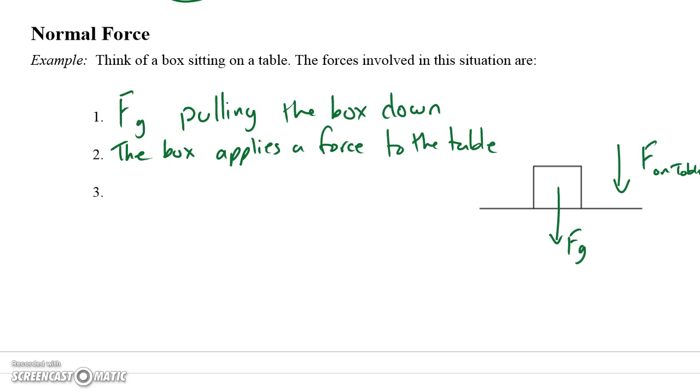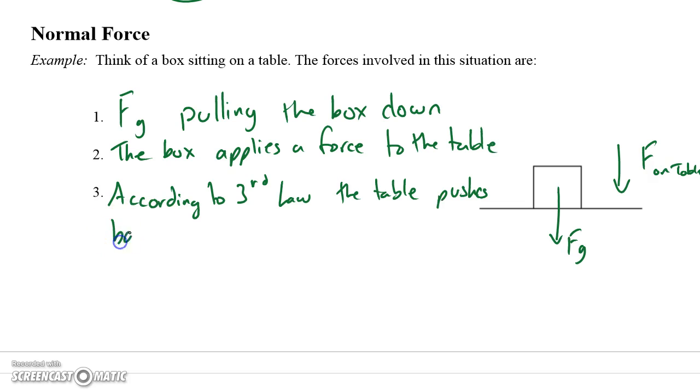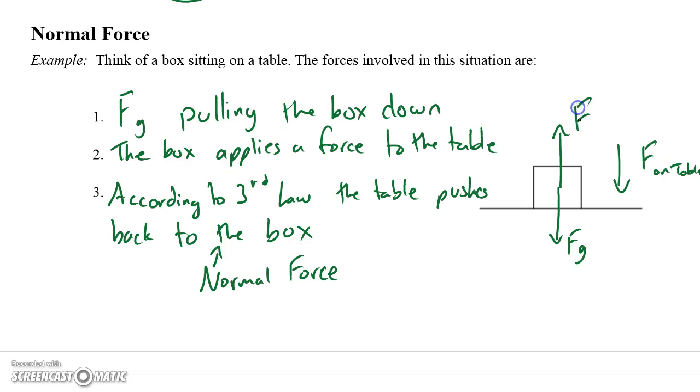And a third force. Now the third force is based on Newton's third law. According to the third law, the table then must push back on the box, which we talked about last class. Back to the box, and so we get this force up here. Now we are going to give this a name. We are going to call this force the normal force, and we're going to give it Fn.